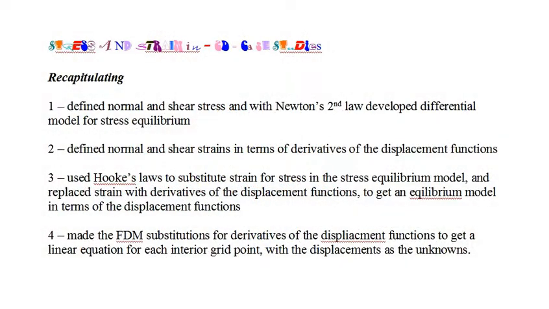Now we're ready to analyze some stressed objects, but first let's recapitulate what we've done thus far. We defined normal and shear stress, and with Newton's second law, developed a differential equation model for stress equilibrium. We defined normal and shear strains in terms of derivatives of the displacement functions. We used Hooke's law to substitute strain for stress in the stress equilibrium model, and replace strain with derivatives of the displacement functions to get an equilibrium model in terms of the displacement functions.